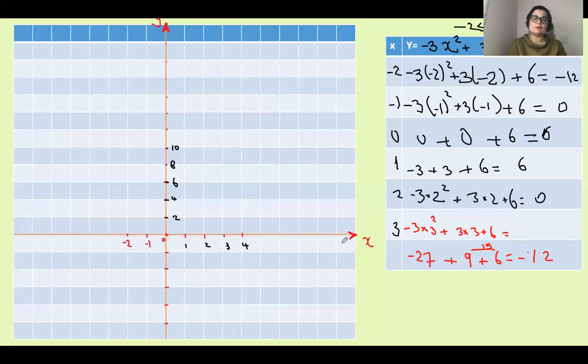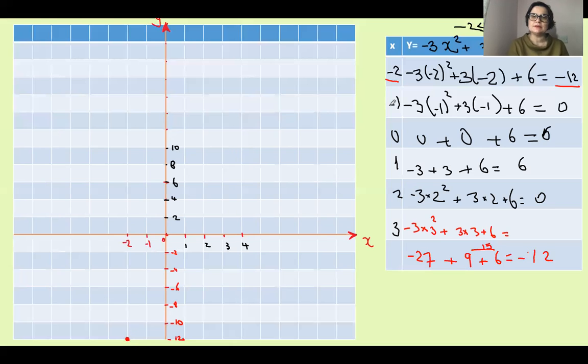Let's now plot the points. So the first point we are going to plot is minus 2, minus 12. Let's find minus 2, minus 12. So this is minus 2 for the y values, minus 4, minus 6, minus 8, minus 10, and minus 12 is going to be right here. So minus 2, minus 12, the point is going to be right there.